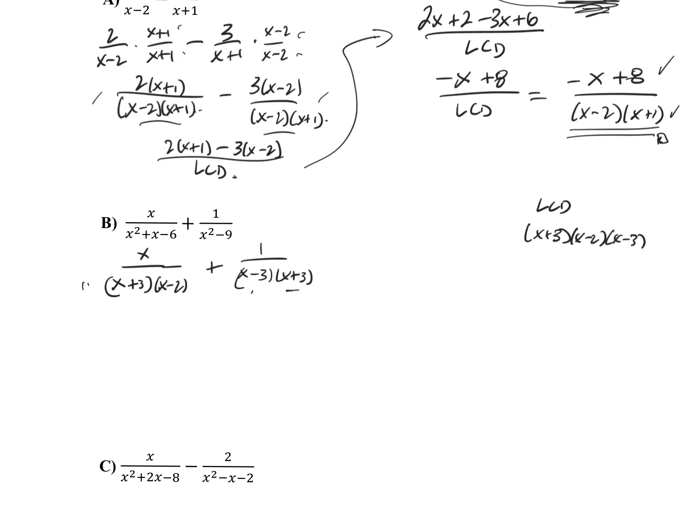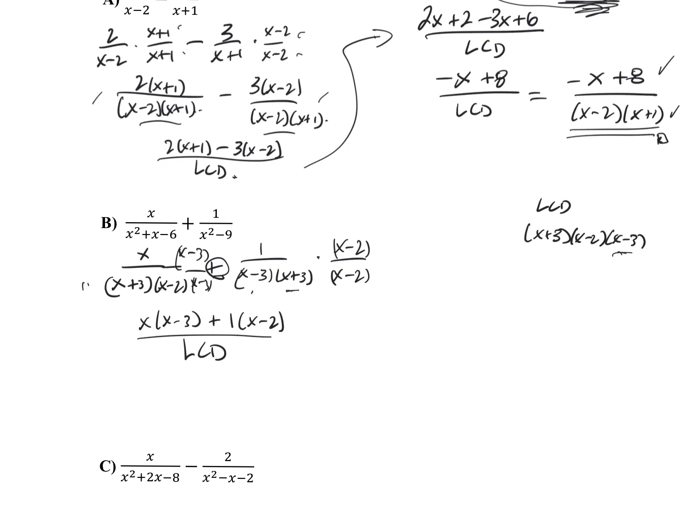So coming back over here, what I need to do is figure out what's missing. The first one is missing the factor of x minus 3. So I'm going to multiply the top and the bottom by what's missing. And for the second one, the factor that's missing is the x minus 2. So we'll multiply the top and the bottom by x minus 2. So this basically gives us the same denominator. I'm going to cut to the chase. We've got the LCD, and I have the numerator x times x minus 3 plus my other numerator, which is 1 times x minus 2.